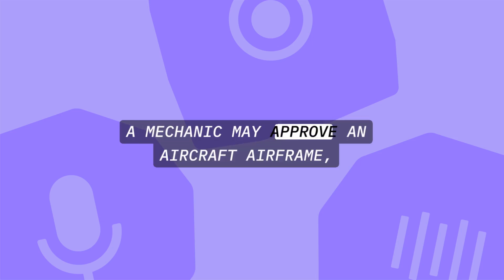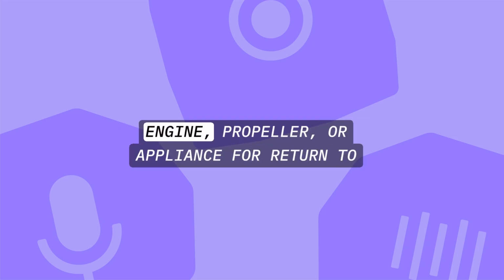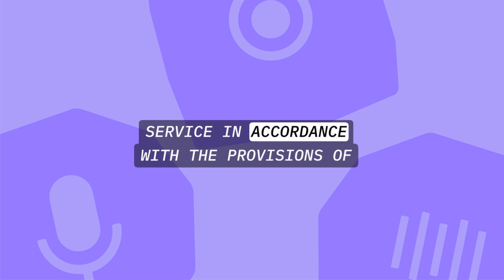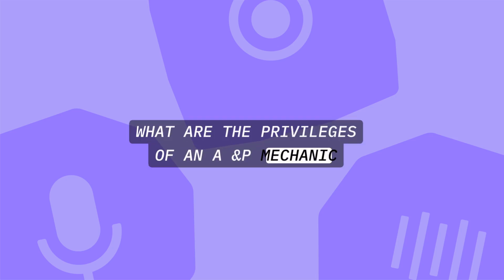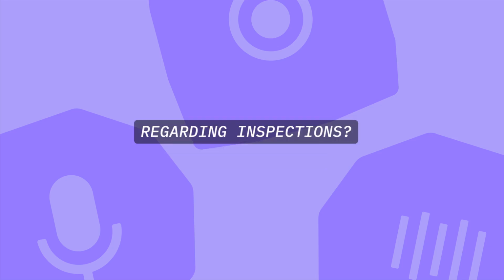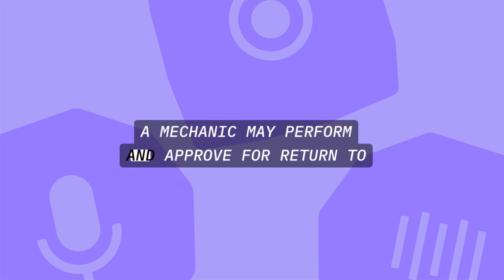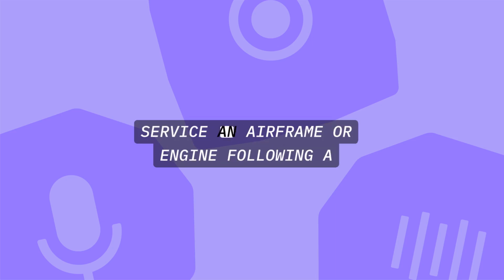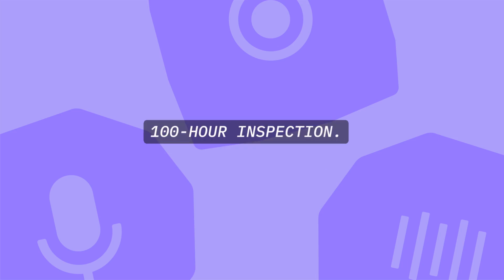What authority does a mechanic have regarding approval for return to service? A mechanic may approve an aircraft airframe, engine, propeller, or appliance for return to service in accordance with the provisions of FAR Part 65. What are the privileges of an A&P mechanic regarding inspections? A mechanic may perform and approve for return to service an airframe or engine following a 100-hour inspection.